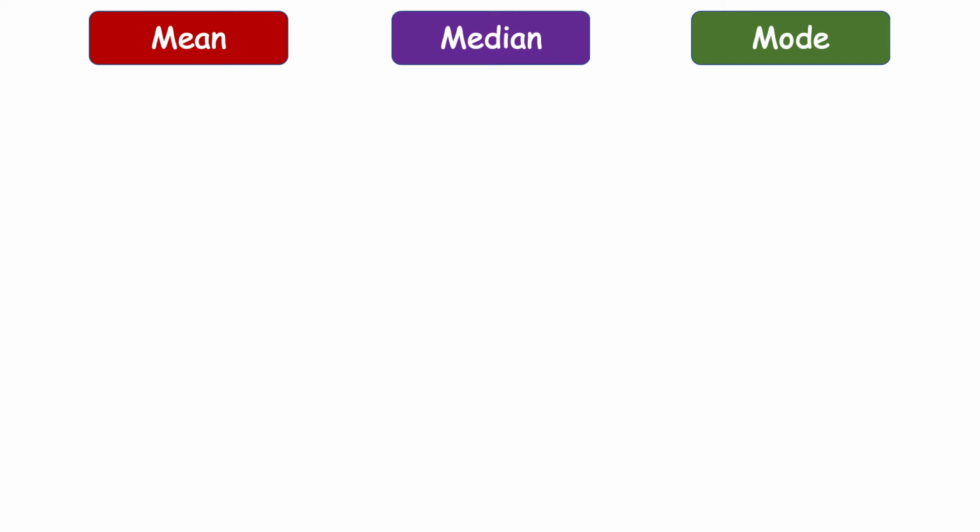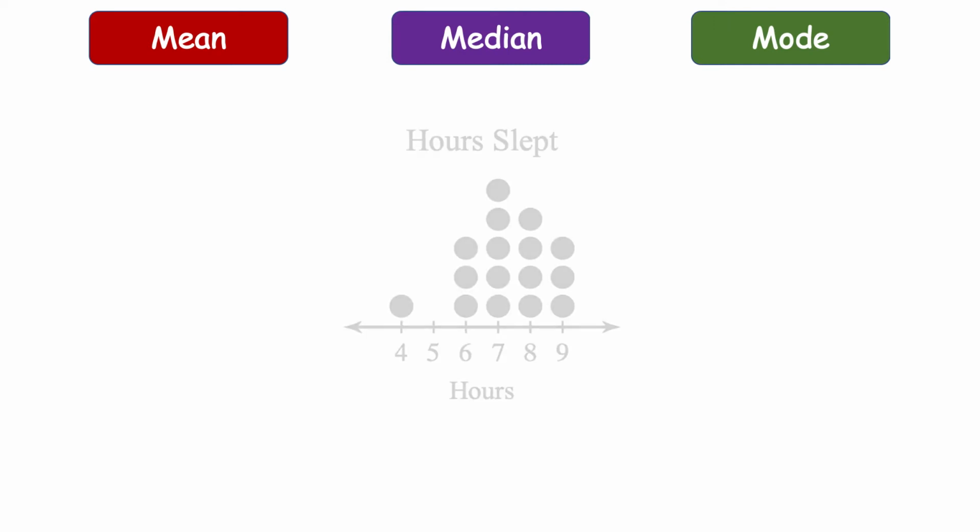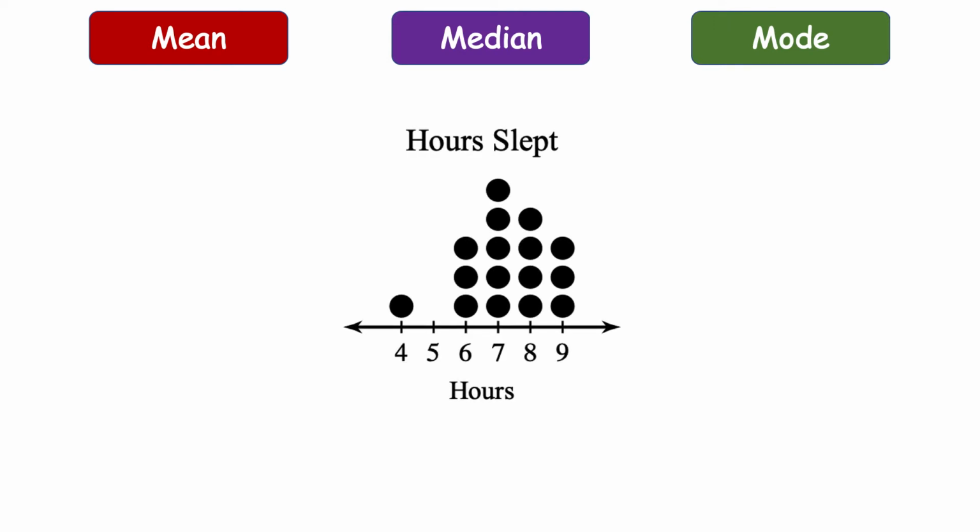Now, one thing is I'm not going to always just give you a nice, neat list of numbers. I might give you data that looks like this. It's called a dot plot. So with the dot plot, in case you need a little refresher, each dot represents how many times this happened. So if you surveyed people about how many hours they normally sleep, one person said 4, 3 people said 6 hours, 5 people said 7 hours, and so on and so forth.